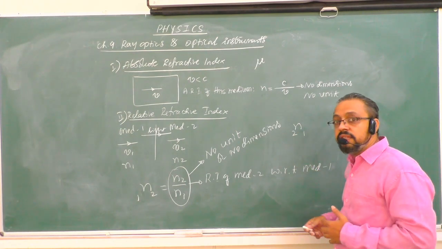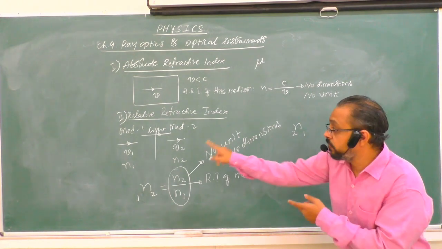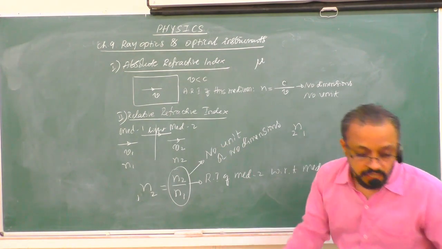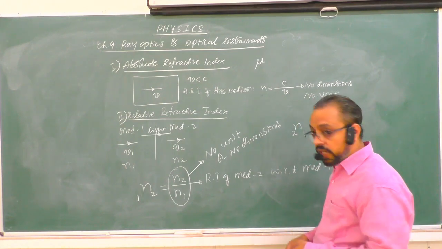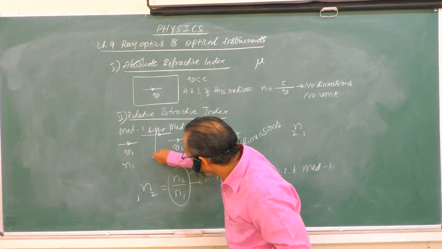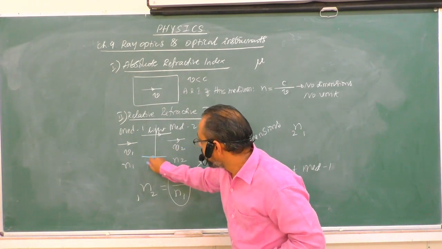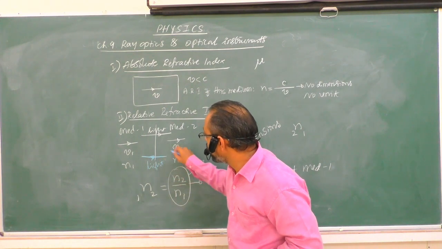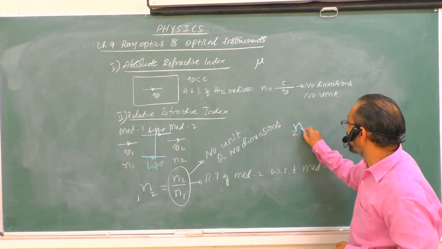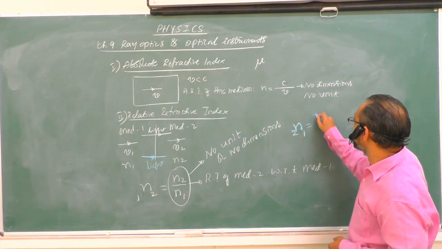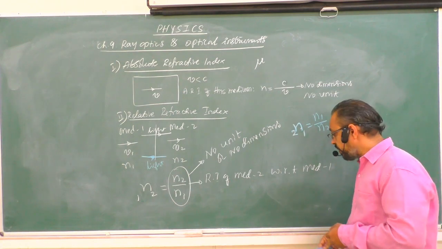The meaning is light is now moving from medium 2 to medium 1. It is not from medium 1 to medium 2. So be careful. So you have to take care each time when you write this. When light moves from medium 2 to medium 1, then you can write n1 by n2. This is how you have to write.